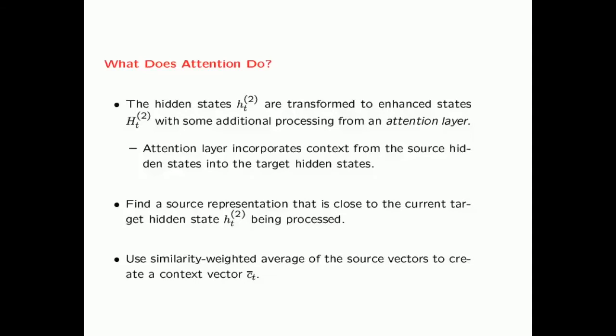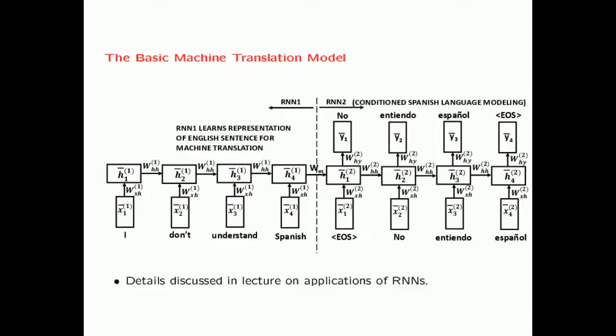So what does attention do? What attention really does is that the hidden states HT2 are transformed to enhanced states HT2 with additional processing to form an attention layer. So what this attention layer does is that it incorporates context from the source hidden states into the target hidden states. So one of the problems with this particular type of model is that, as you can see in this network, this entire sentence is converted into a fixed length representation.